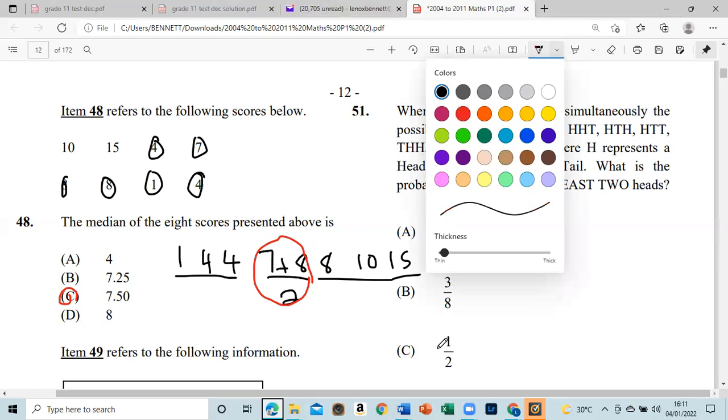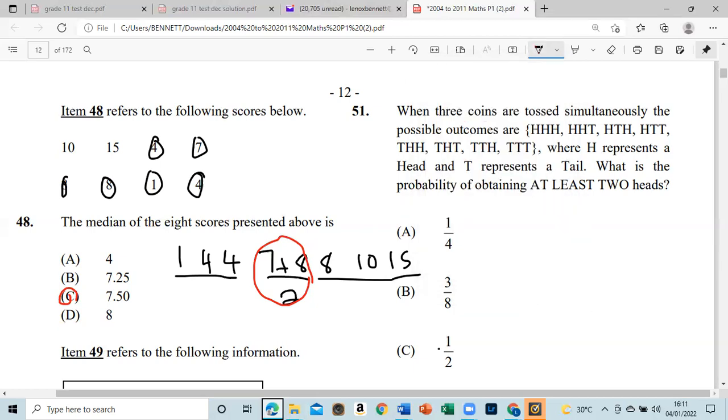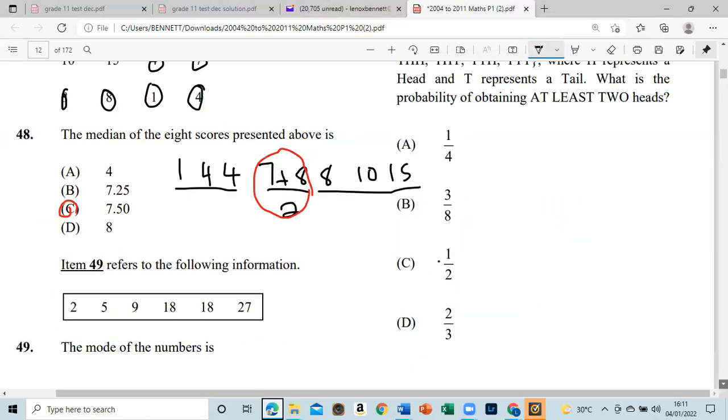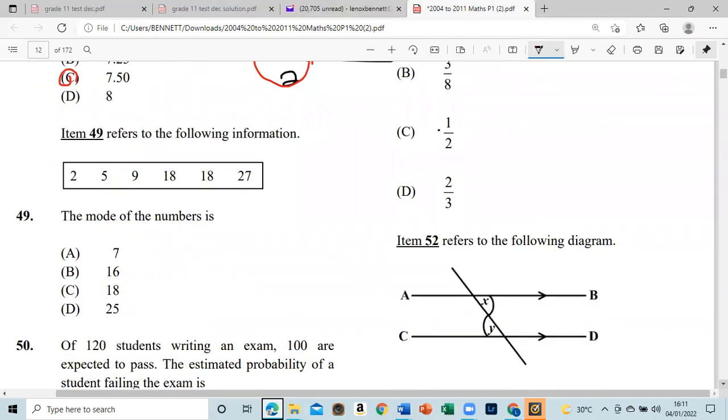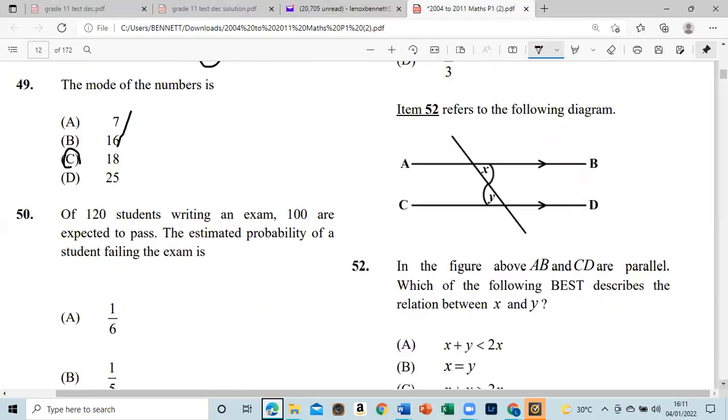Now let's move on to 49. The mode of the following numbers. Oh yeah, I see it. The number that occurs the most, which is 8. That's C, because 8 occurs two times. Of 120 students writing an exam, 100 are expected to pass.